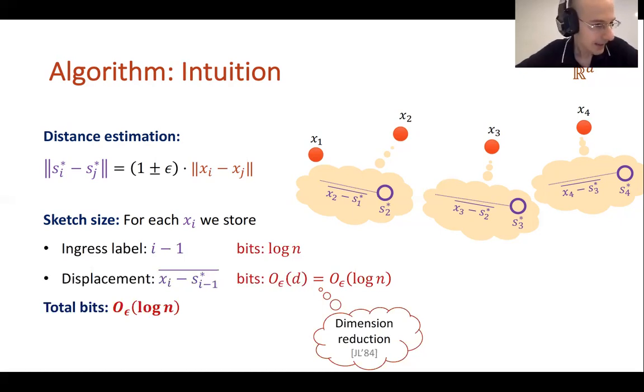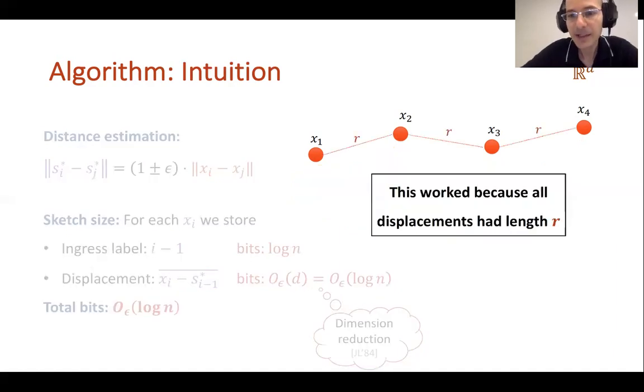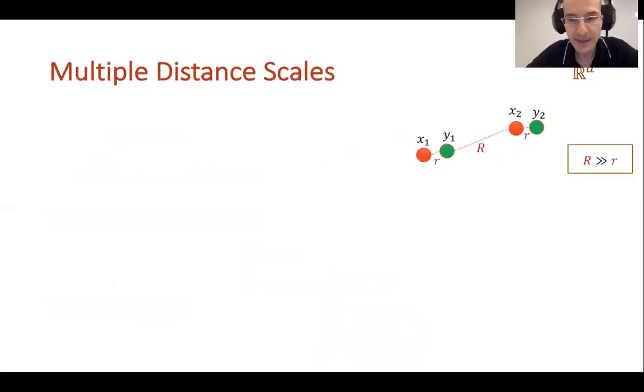So this was simple, but this was, of course, a very well-structured example. This is not the general case. Why? Because I very strongly relied on the assumption that the distance between each point and the previous point is the same. It was exactly the same r for the sake of intuition. And maybe it wasn't clear from my presentation why this was so important. So let me show you where things break down if this doesn't happen. So now suppose we have two pairs, x1 and y1 and x2 and y2.